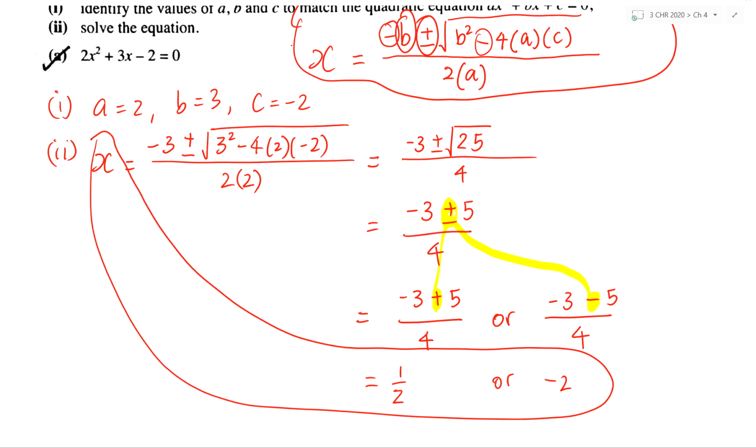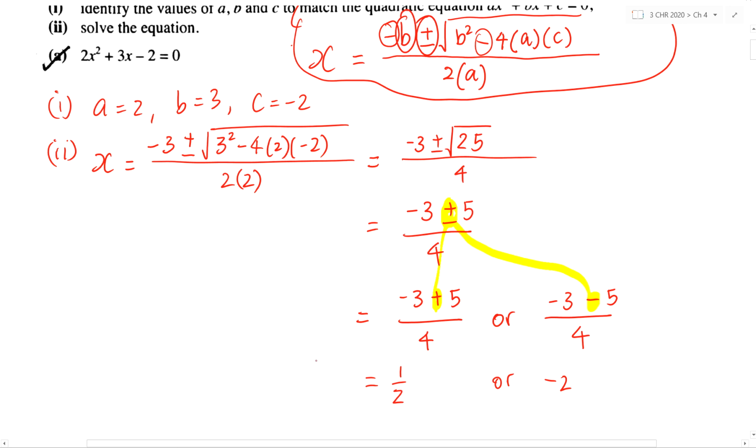Remember early on, how do we check? How do we guess the answer? Early on, by guessing, we did try x equals to 1. Substitute inside, see whether the right hand side equals to 0. Then we try x equals to 2. Substitute inside, see whether the right hand side equals to 0. But it didn't work. Apparently, if this formula is correct, x equals to half should work. Let's try it over here.